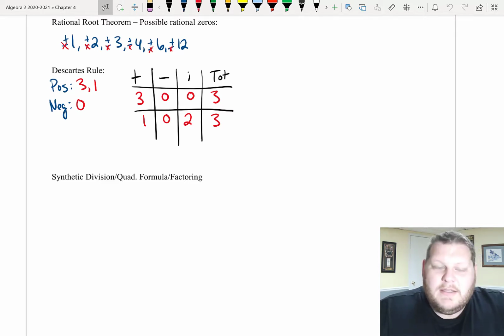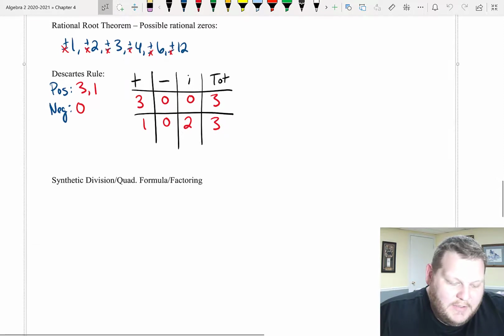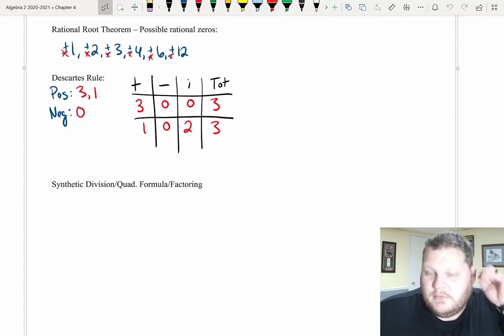So we know in this one, we have that there are 2 different possibilities. Right? Either all 3 solutions can be positive, or 1 solution can be positive, but we know there's not going to be any negatives. So we've narrowed that list down quite a bit. We have positive 1, 2, 3, 4, 6, and 12. Those are our possible rational roots.